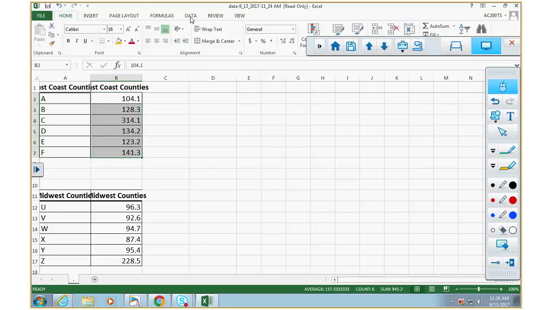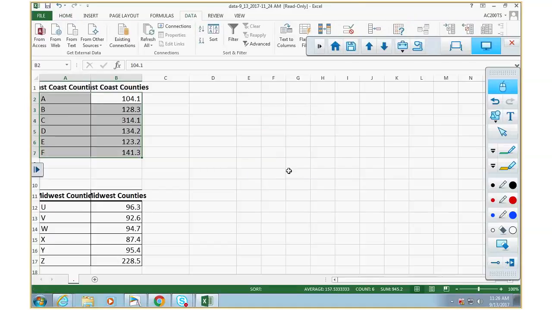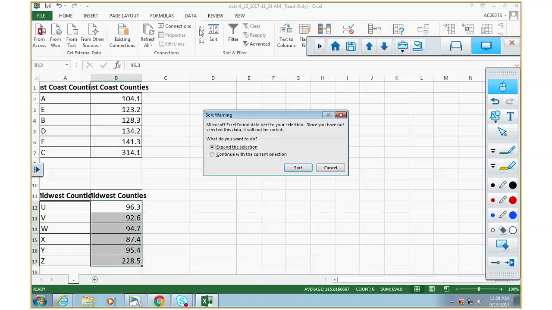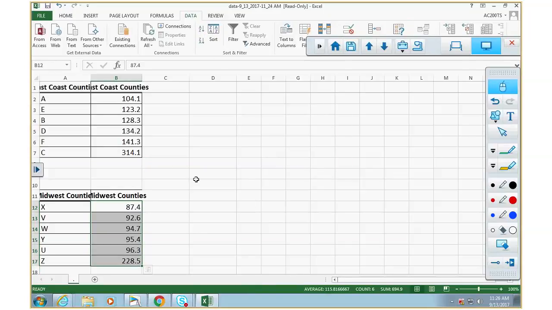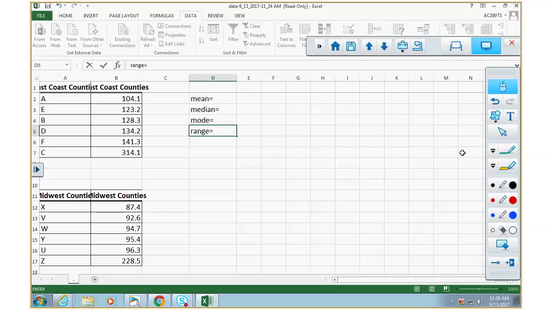Go to data. There's that. There's that. Mean, median, mode, range, and mid-range. I'm going to do the easy ones.